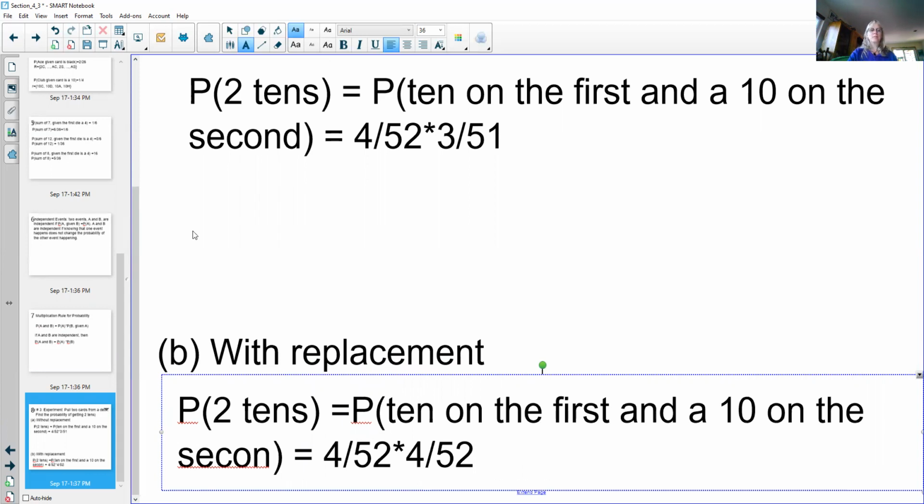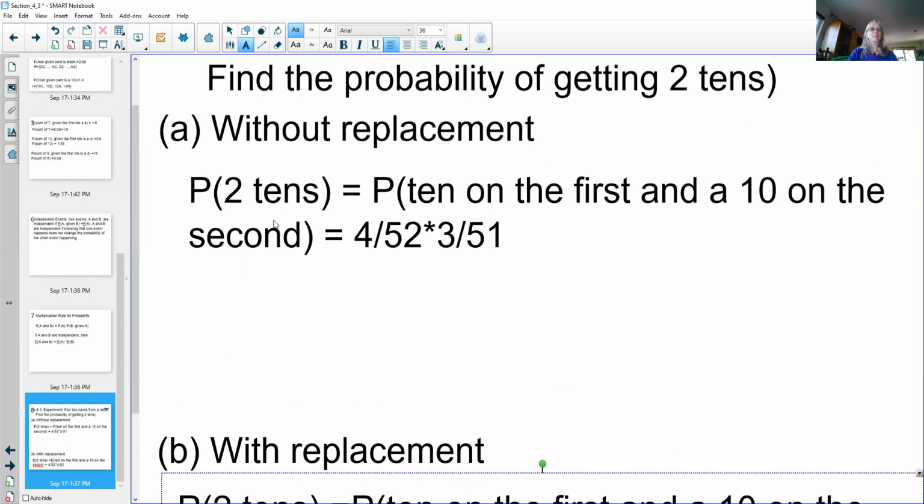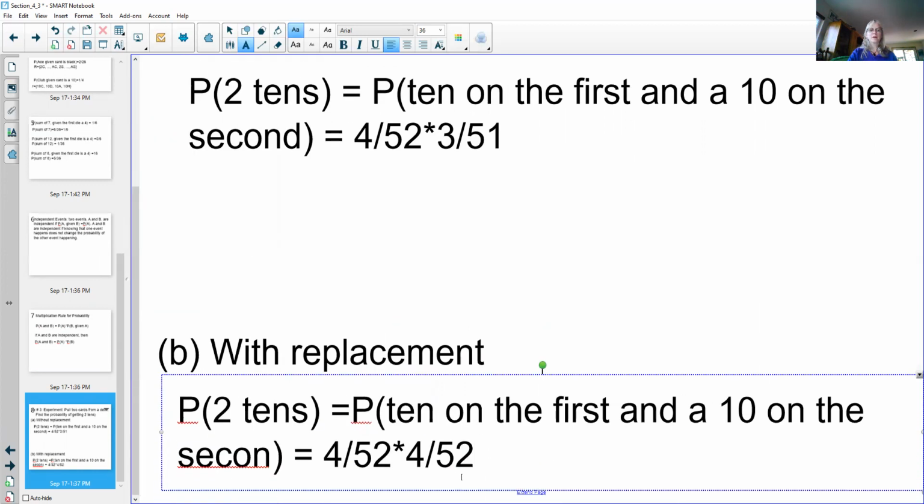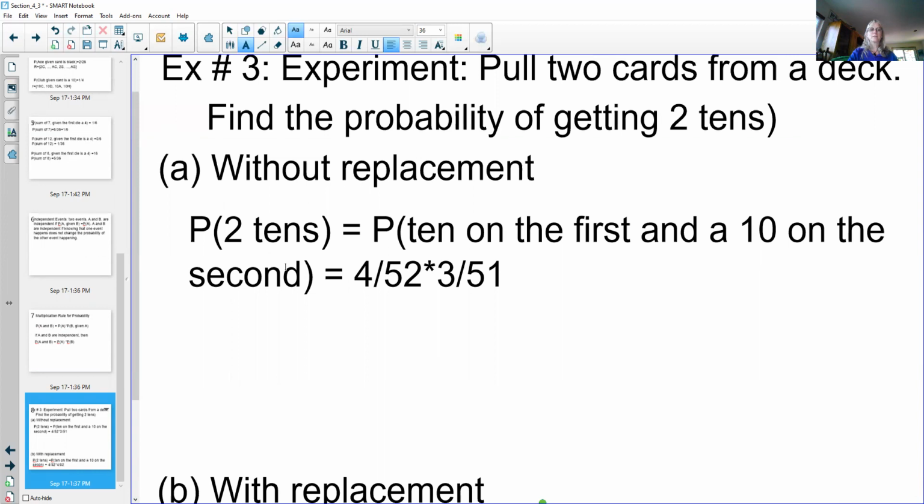And this pattern would keep going no matter how many you pick. So without replacement, that card is now missing because you didn't put it back. With replacement, that card is back in there, so the probabilities didn't change. So this one with replacement is independent, whereas without replacement is dependent.